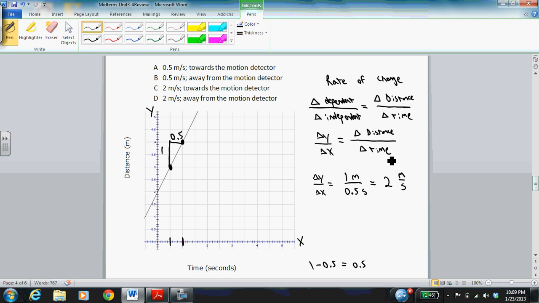Now, is she walking away from the motion detector or towards it? Well, her distance from the motion detector is increasing the whole time, so she has to be walking away from the motion detector. So it is D.